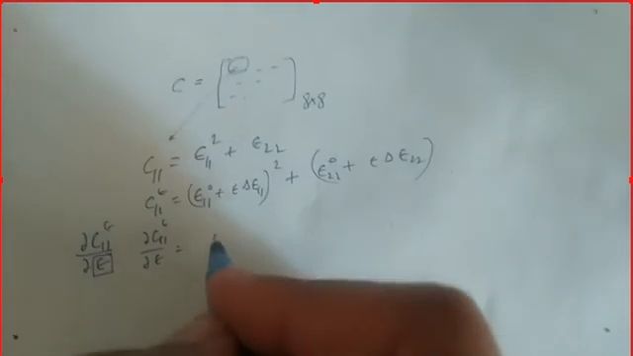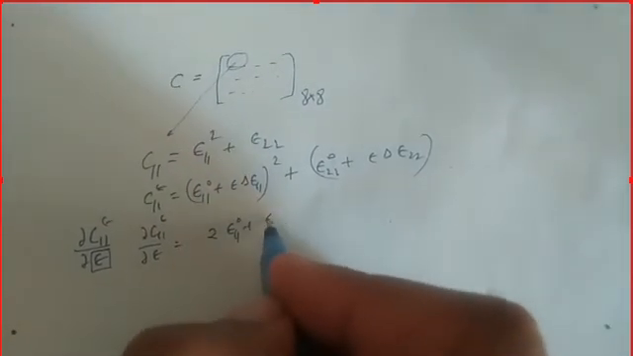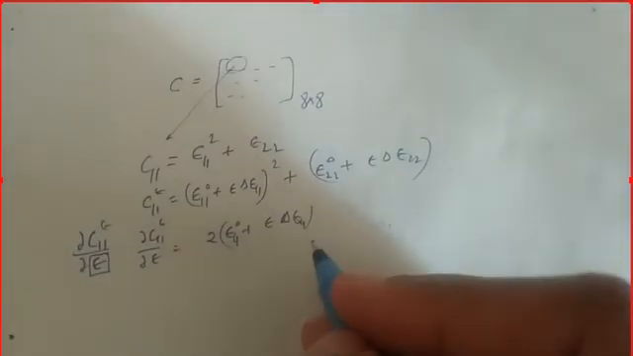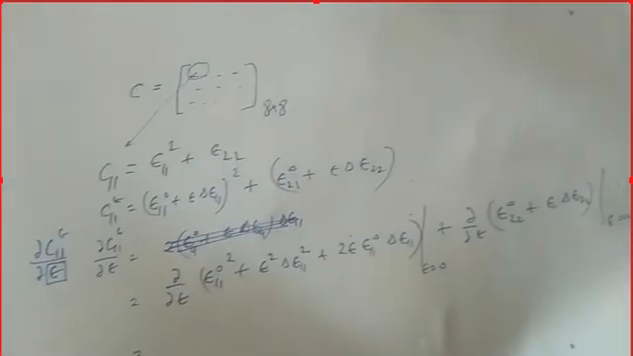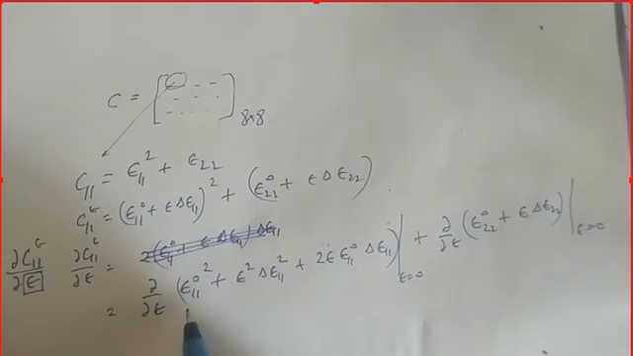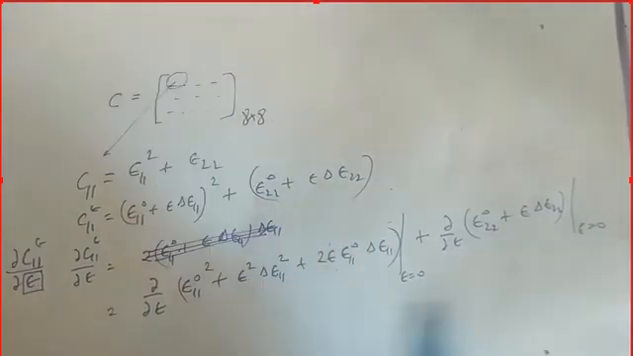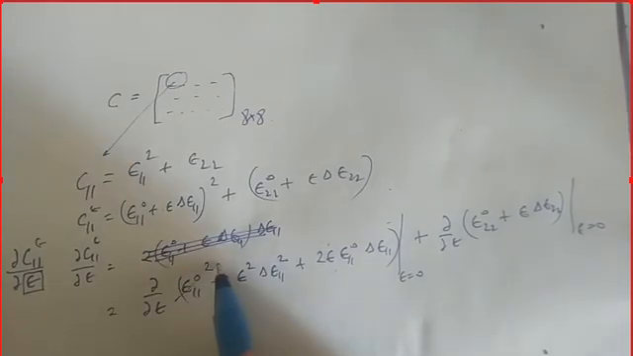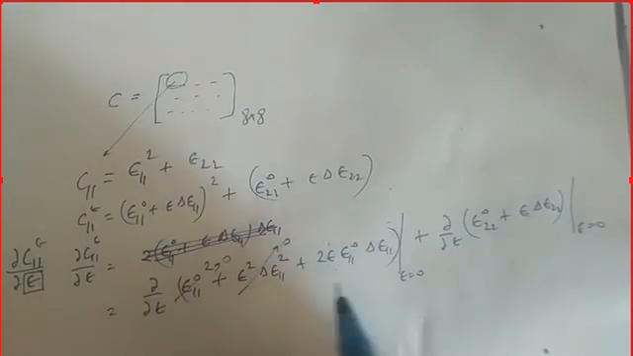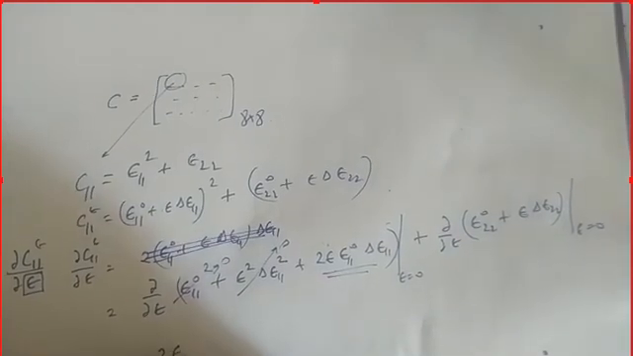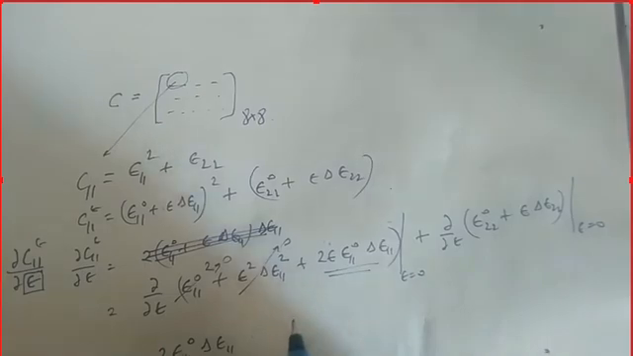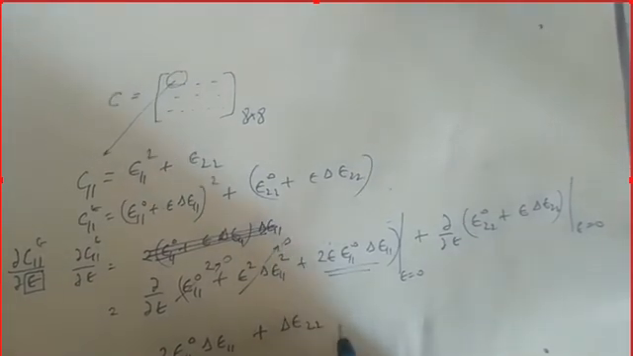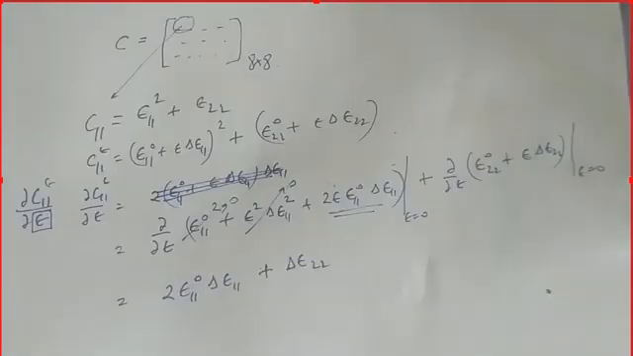So we can write it like this: 2 times epsilon 11 naught plus epsilon delta epsilon 11. Sorry, there was a mistake, I have corrected this expression. So we just expand this square, so we get 3 terms here, and this has just 2 terms. We take the derivative with respect to epsilon and substitute epsilon equal to 0. When we substitute epsilon equal to 0, this term will go off because it is constant. This term will have an epsilon remaining, so this will go off, and only this term will remain. So we will get 2 epsilon 11 naught delta epsilon 11, and here we have plus delta epsilon 22. So this is the expression which we get from here.